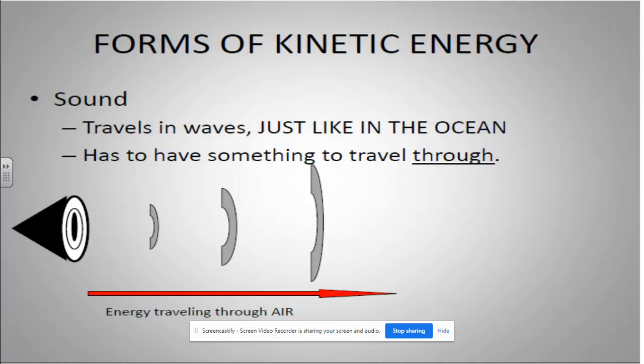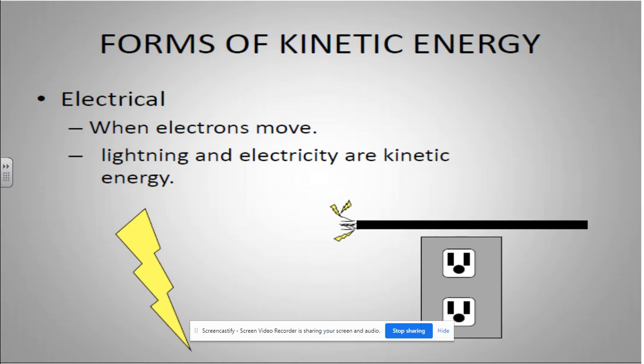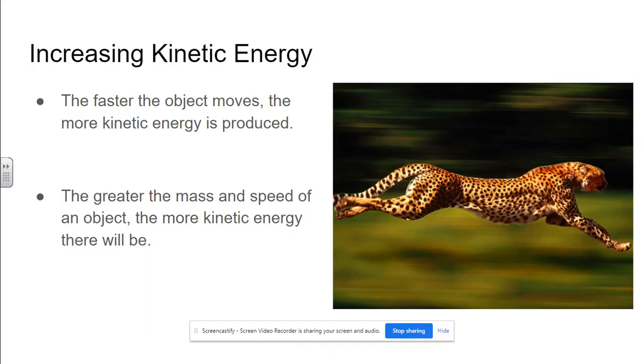Some forms of kinetic energy, some forms of energy where we see movement, would be sound waves, sound traveling or moving through the air. Solar or radiant energy, where the sun waves are traveling through the air. Electrical energy, where our electrons are moving to create lightning and electricity. And again, what they all have in common is they are moving energy. We see some sort of movement. To increase kinetic energy, we increase, again, how fast an object's moving or how heavy an object is.